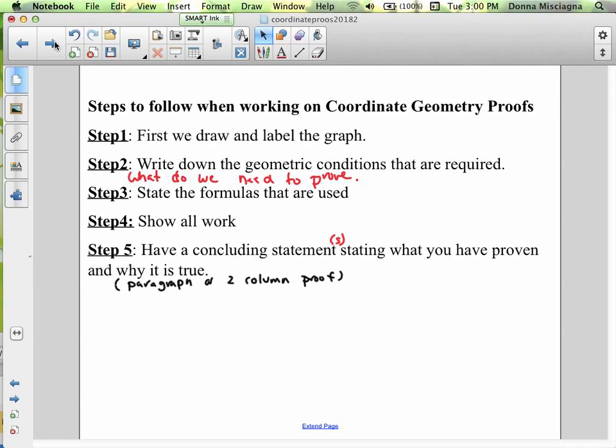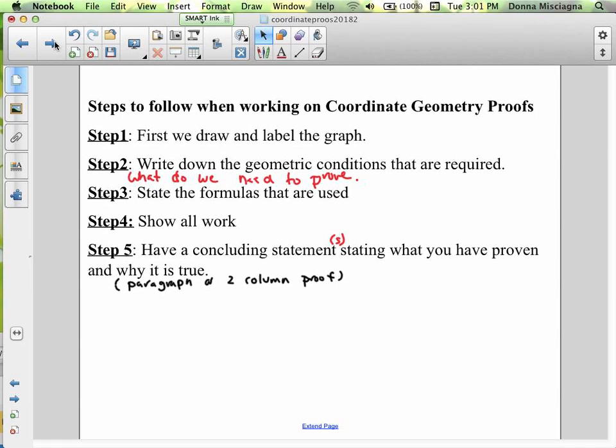No less, because otherwise your proof will be incomplete. No more, otherwise you've done extra work. You'll state the formulas that are used, so that would include the distance formula, Pythagorean theorem, midpoint formula, and slope formula. And it may not be all of them, it depends on the problem. You'll show all your work, right? So how you got your answers.